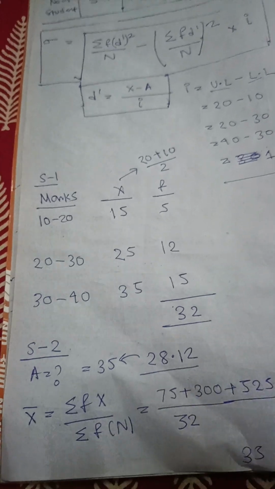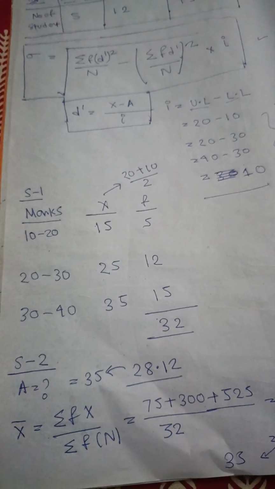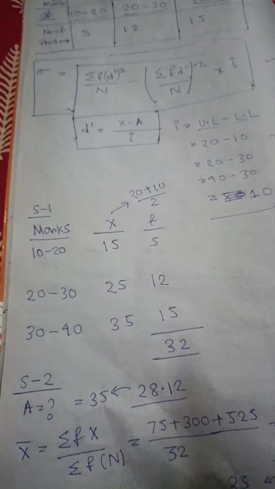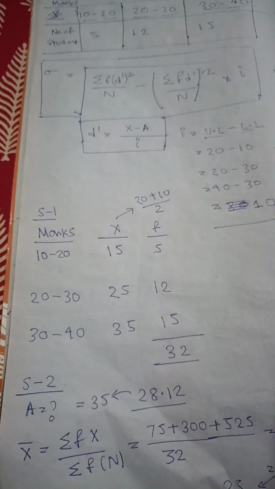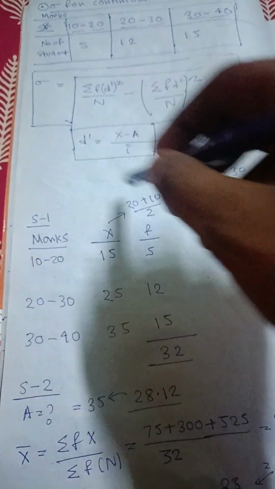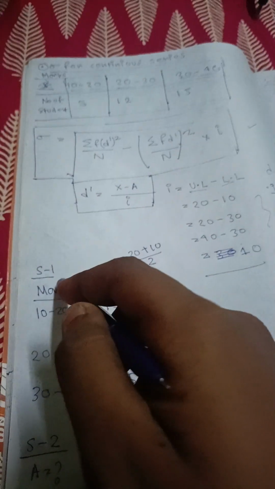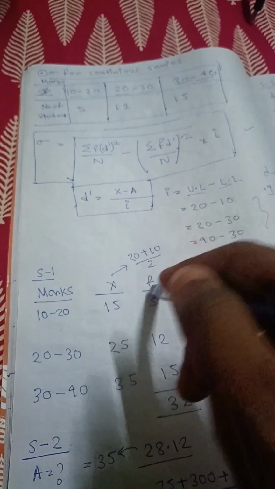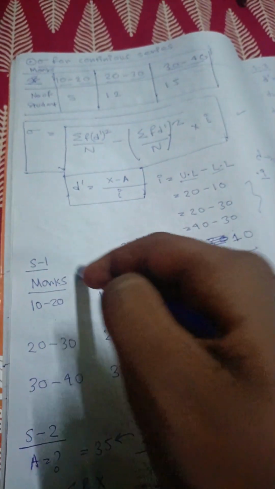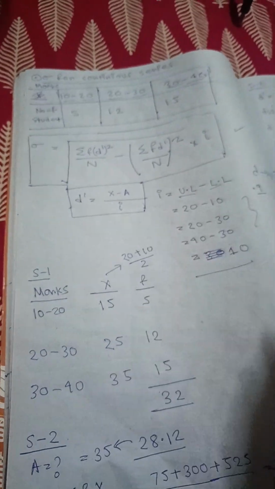So here comes the second part. The second part is marks, that is like 10 to 20. Here the x is not given, but the frequency is given. Here the ranges are given, so from the range we have to calculate the x, that is the class mark, and then there is the frequency that is given.